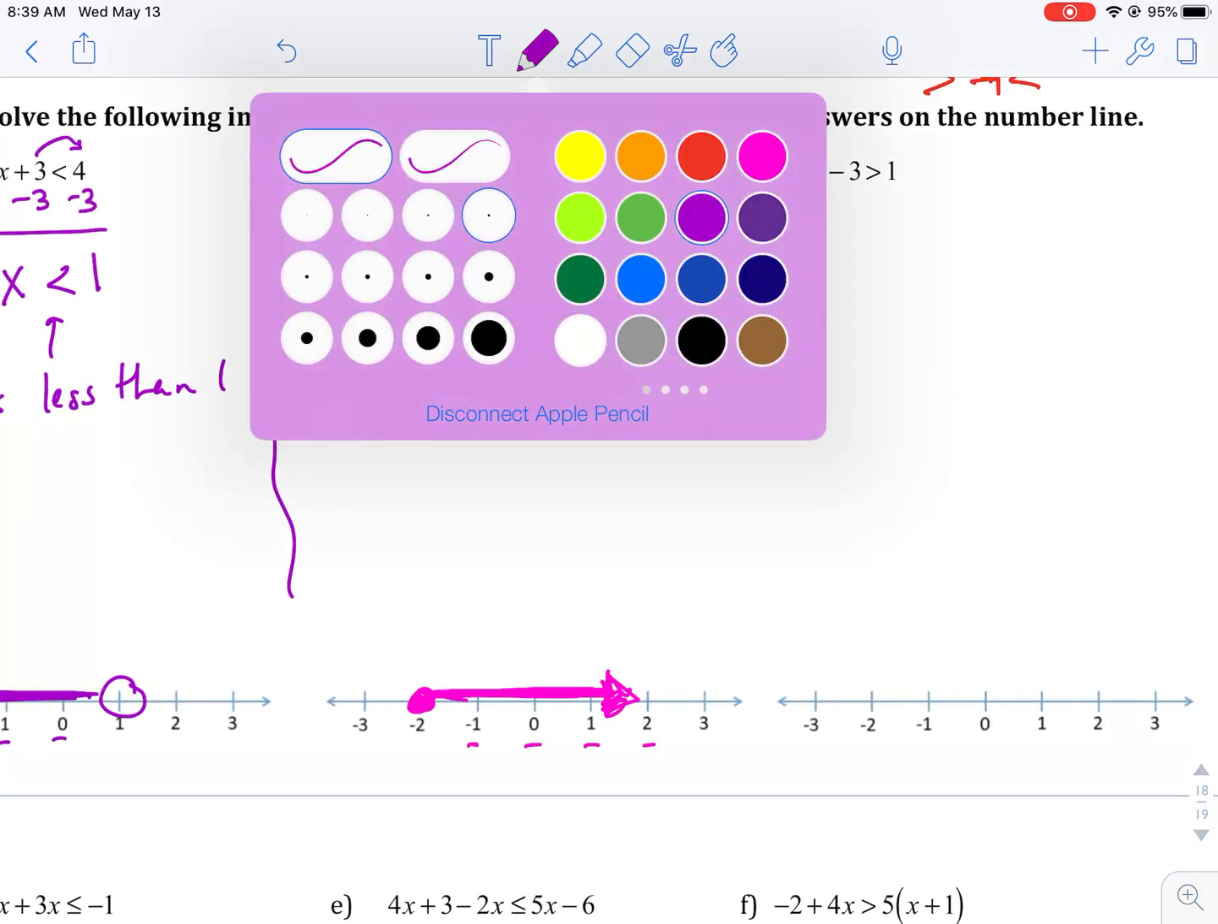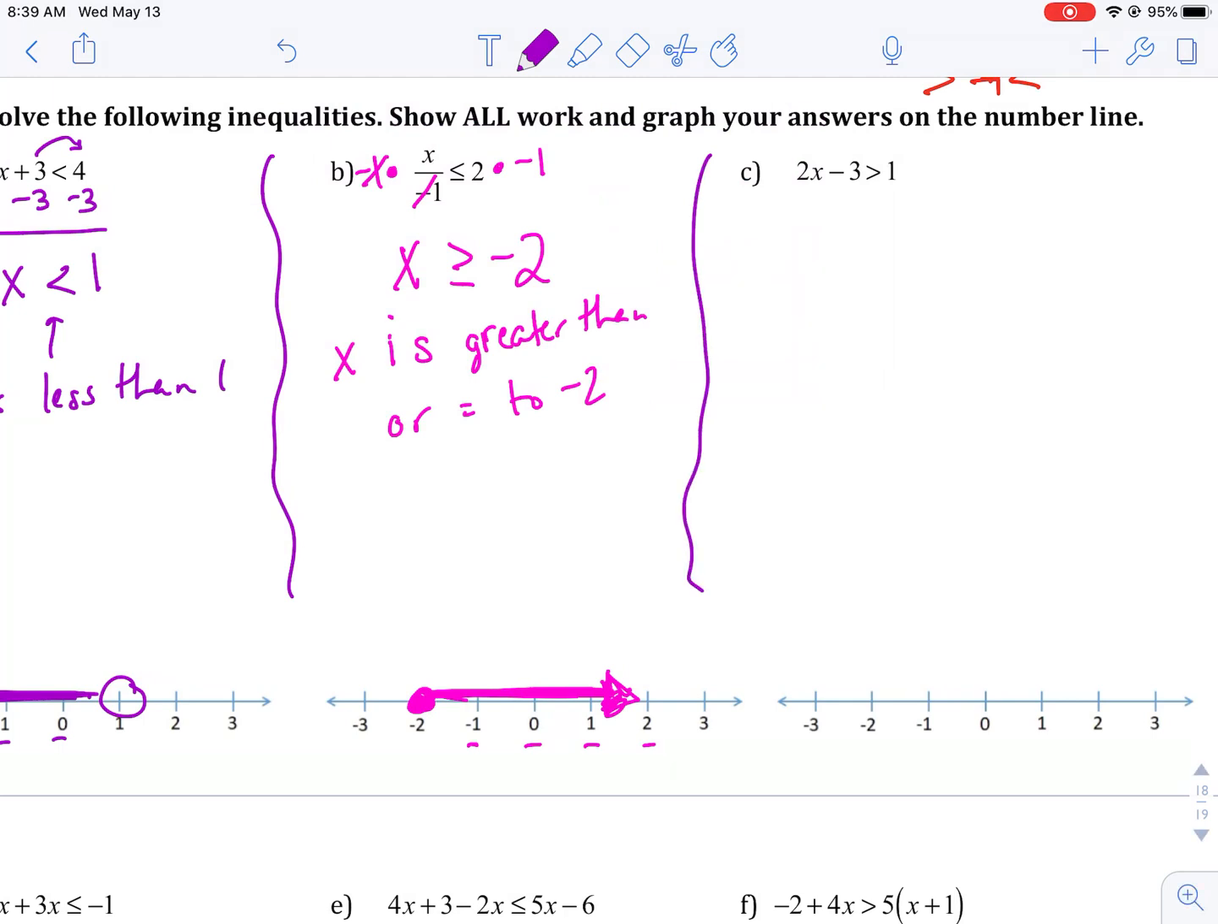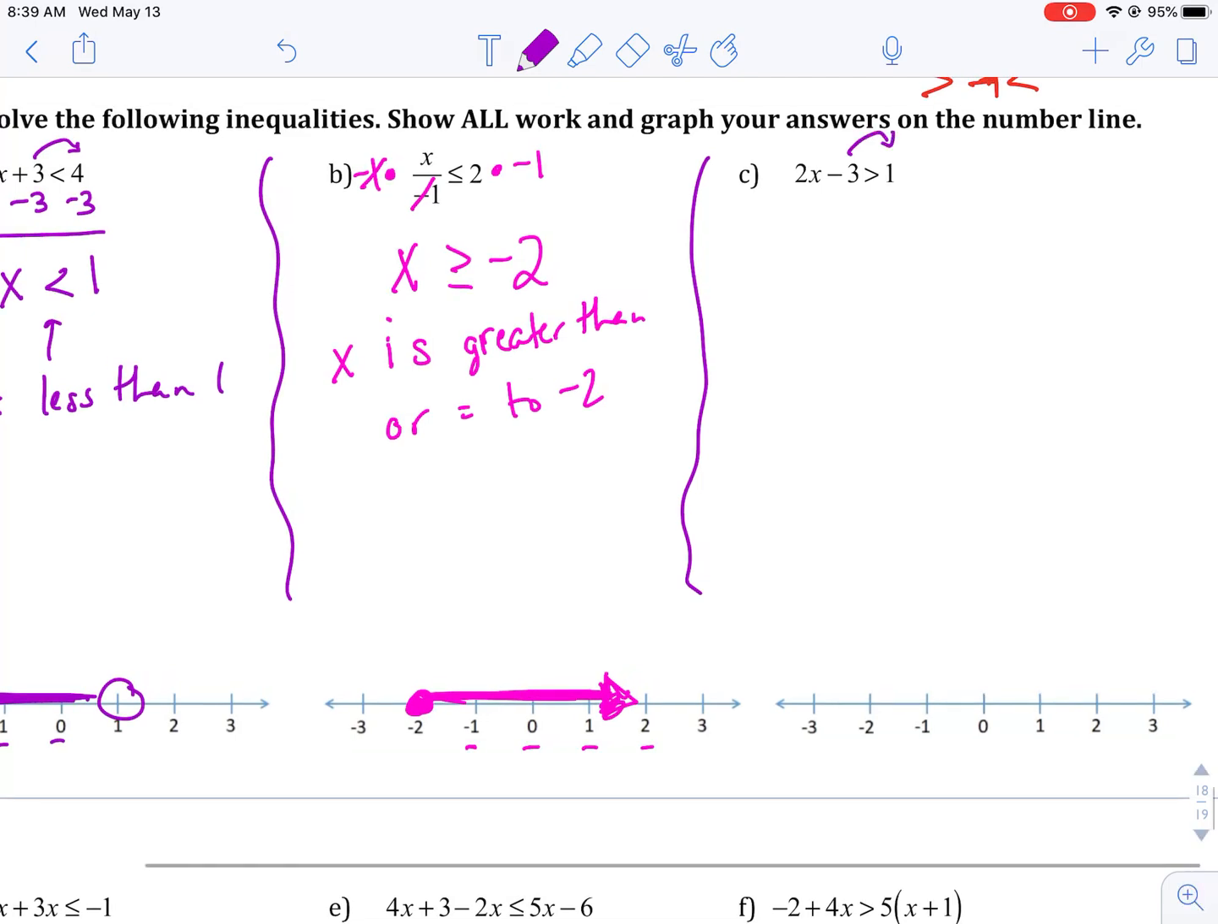All right, letter C is getting a little bit harder because there's more steps. So again, we want to get the letters on one side, the numbers on the other side. So we need to move that 3 over to the other side, just like we did in our last couple lessons. So we're going to add 3 to both sides.